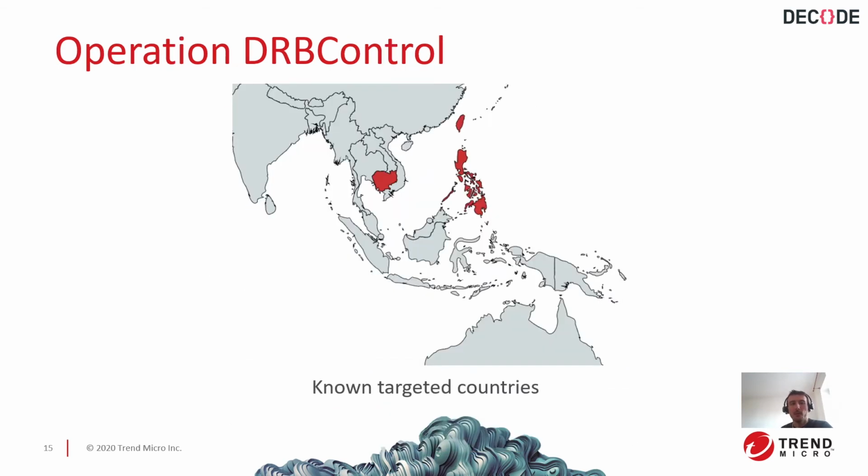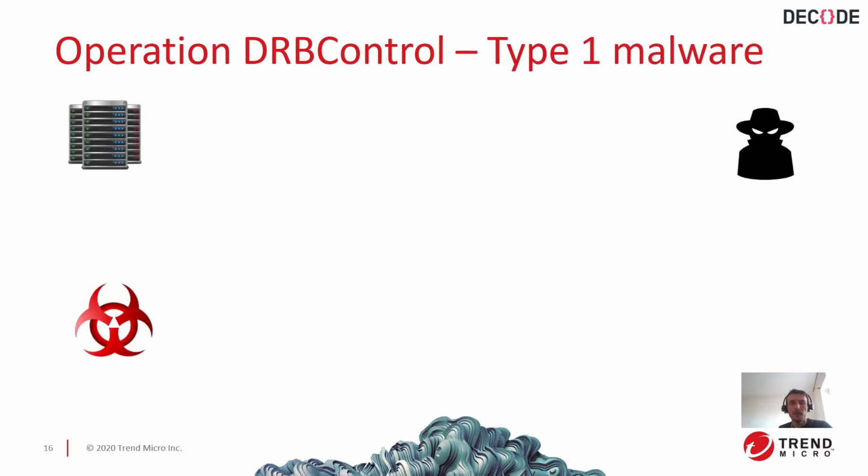Let's continue with another threat actor. This one is called DRBControl. As you can see in the map, it's targeting countries in Southeast Asia. So first we will start with describing type 1 malware.